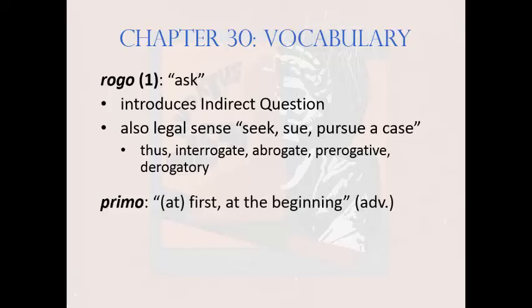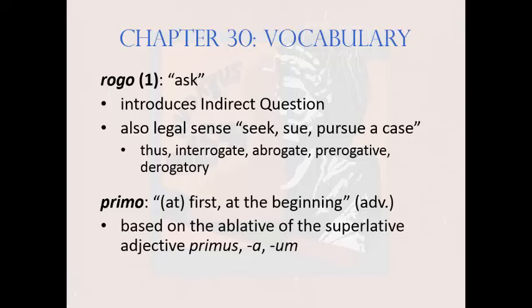Next up is an adverb, primo, meaning first, at first, or at the beginning. It comes from the same base that produces the superlative adjective primus, meaning first, in what looks like an ablative form. The ablative does, after all, show point in time.